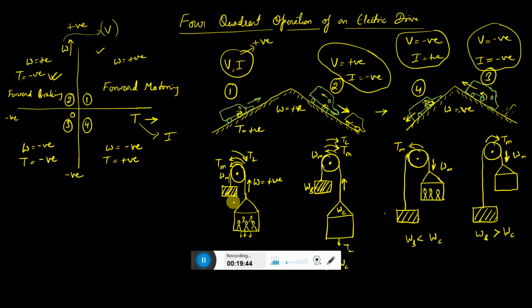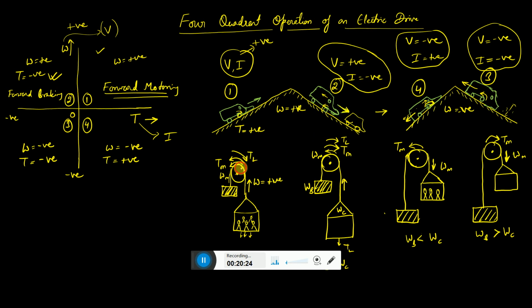So now you have the loaded cage moving up in the first quadrant, which is the motoring mode. Loaded cage going downward is the fourth quadrant. Empty cage moving upward will be quadrant number 2. And empty cage going downward will be quadrant number 3. Because for the empty cage, we are trying to move it downward, and also we are trying to give a reverse torque to the motor. And this dot is actually the motor shaft.